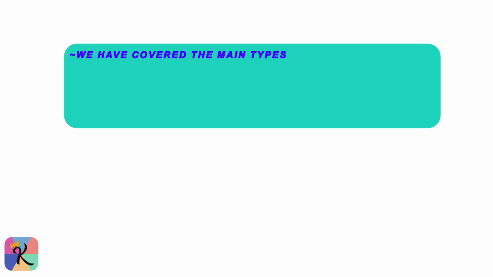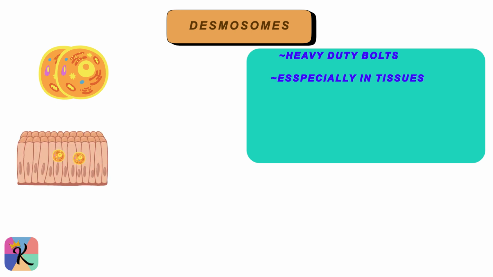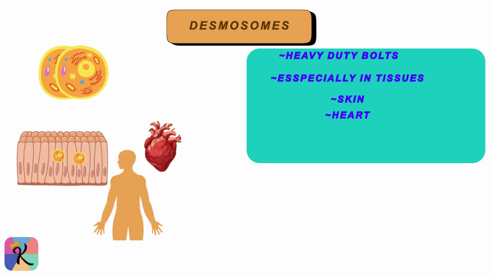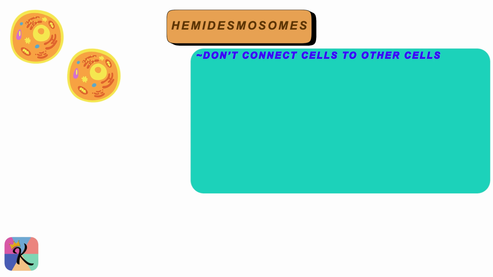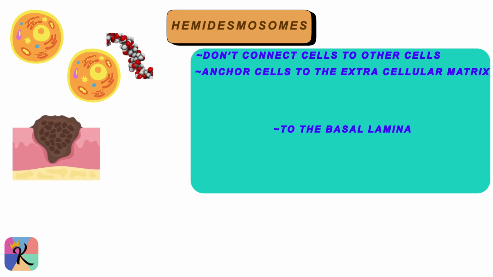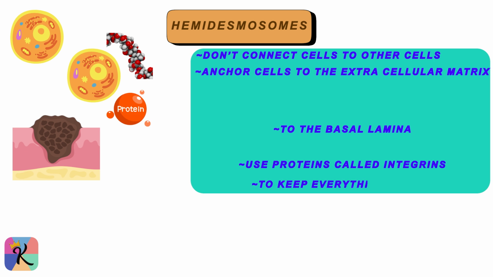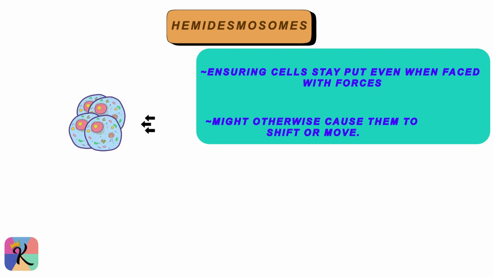While we've covered the main types of cell-cell junctions, there are a couple more worth mentioning: desmosomes and hemidesmosomes. Desmosomes are like the heavy-duty bolts that anchor cells together, especially in tissues that experience a lot of mechanical stress, like your skin or heart. They're packed with specialized proteins called desmoglein and desmocollin. On the other hand, hemidesmosomes don't connect cells to other cells. Instead, they anchor cells to the extracellular matrix, specifically to the basal lamina. They use proteins called integrins to keep everything stable, ensuring cells stay put even when faced with forces that might otherwise cause them to shift or move.